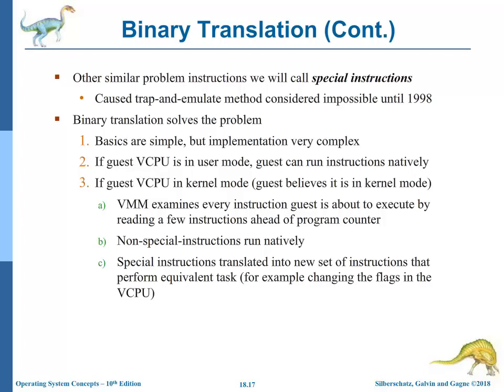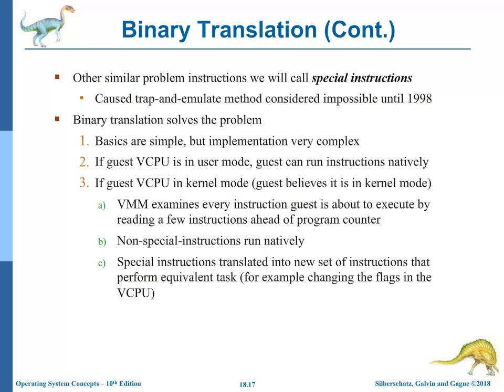The basic steps are as follows. If the guest vCPU is in user mode, the guest can run its instructions natively on a physical CPU. If the guest vCPU is in kernel mode, then the guest believes that it is running in kernel mode. The virtual machine manager examines every instruction the guest executes in virtual kernel mode by reading the next few instructions that the guest is going to execute, based on the guest program counter.